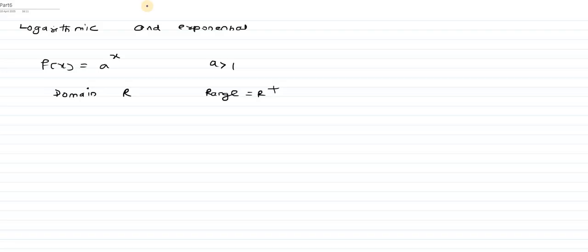And see, in the place of a, whenever you use e, we call it the natural exponential function. I am not going deep, I am just doing the revision. You must know logarithmic and exponential functions, whatever is needed for differentiation purposes, that I am going to discuss here. Exponential function means identify first whether it is an exponential function.